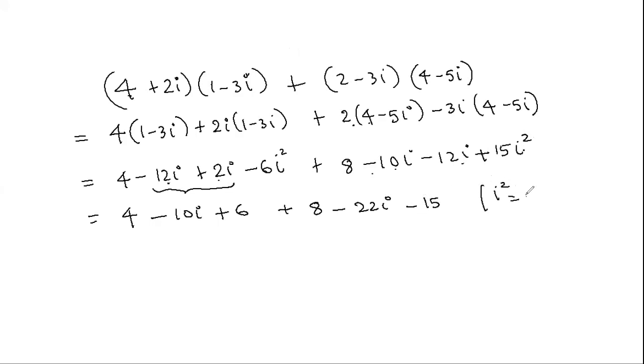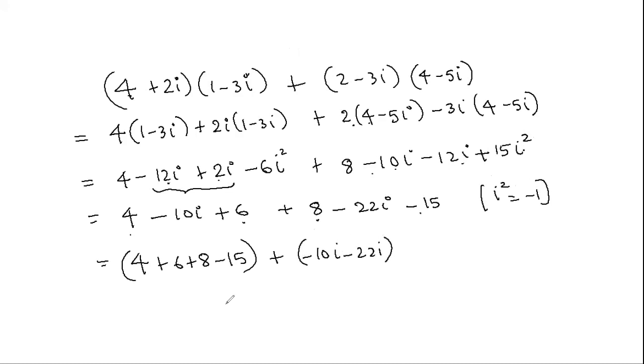Since i square is minus 1. Now how many real numbers? 4, 6, 8 and minus 15. 4 plus 6 plus 8 minus 15. These are all real numbers. And what are the imaginary numbers? Minus 10i and minus 22i. So 10 and 22 make 32, minus 32i. I hope you understood.